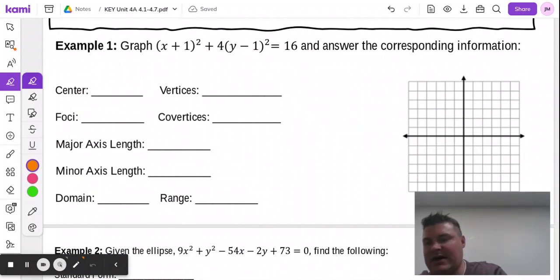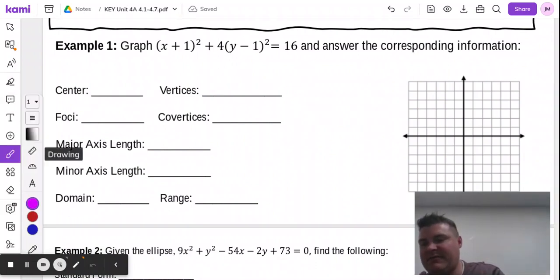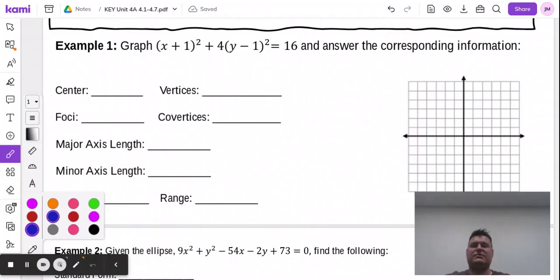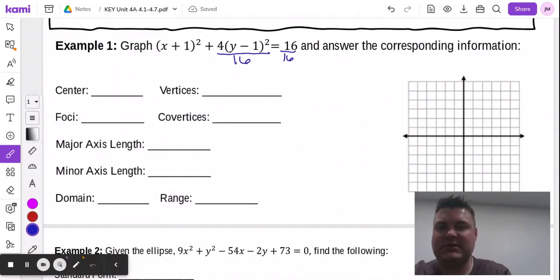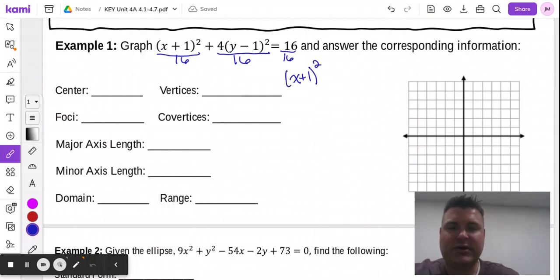So for example 1, I am not set up yet because I'm not in standard form for this ellipse. So what I'm going to do is make this equal 1 on the right-hand side. So I'm going to divide everything by 16. I'm going to end up getting standard form of (x plus 1) squared over 16 plus (y minus 1) squared all over 4 equals 1.